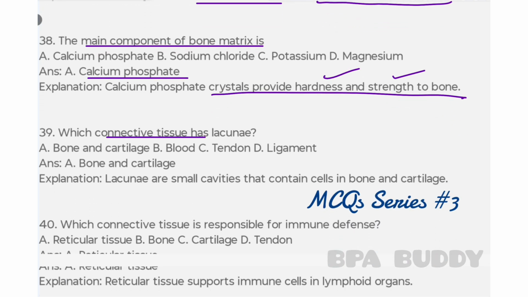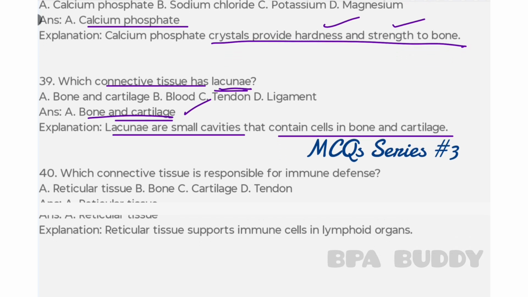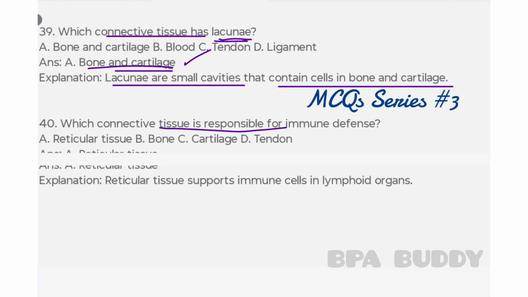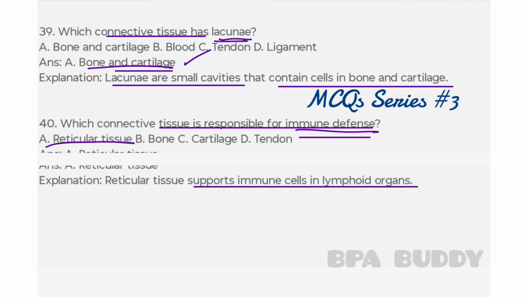Which connective tissue has lacunae? Bone and cartilage have lacunae. Lacunae are small cavities that contain cells in bone and cartilage. Which connective tissue is responsible for immune defense? Reticular tissue. They support immune cells in lymphoid organs.